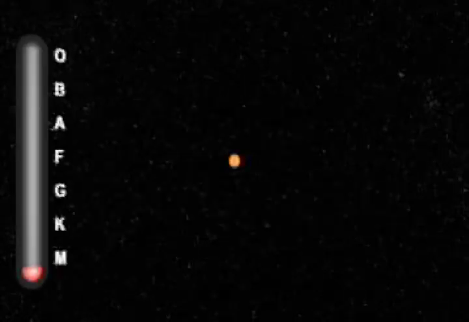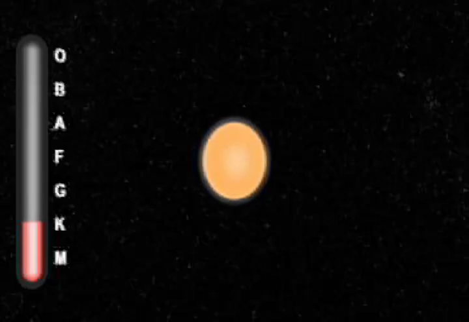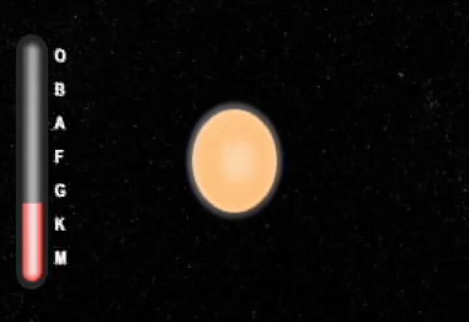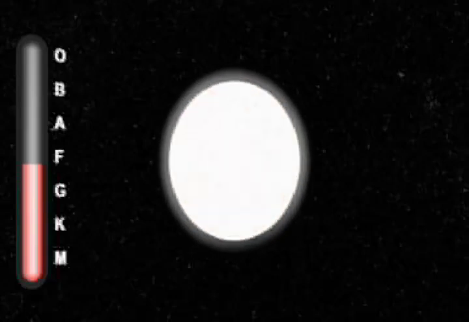Stars can be classified by various measures, including magnitude and temperature. The most popular classification is the Morgan-Keenan spectral classification, as shown in this animation. These classes, ranging from M to O, are in order of increasing magnitude and temperature.